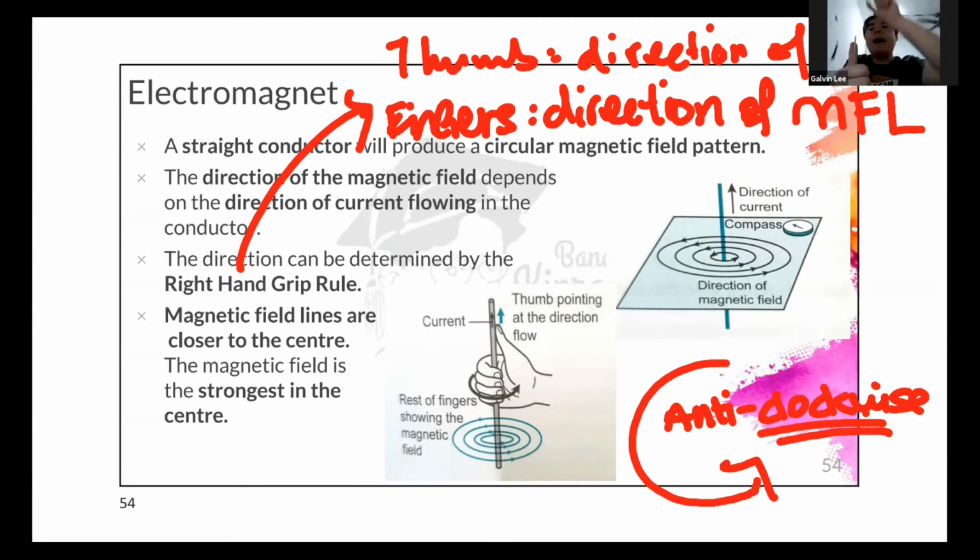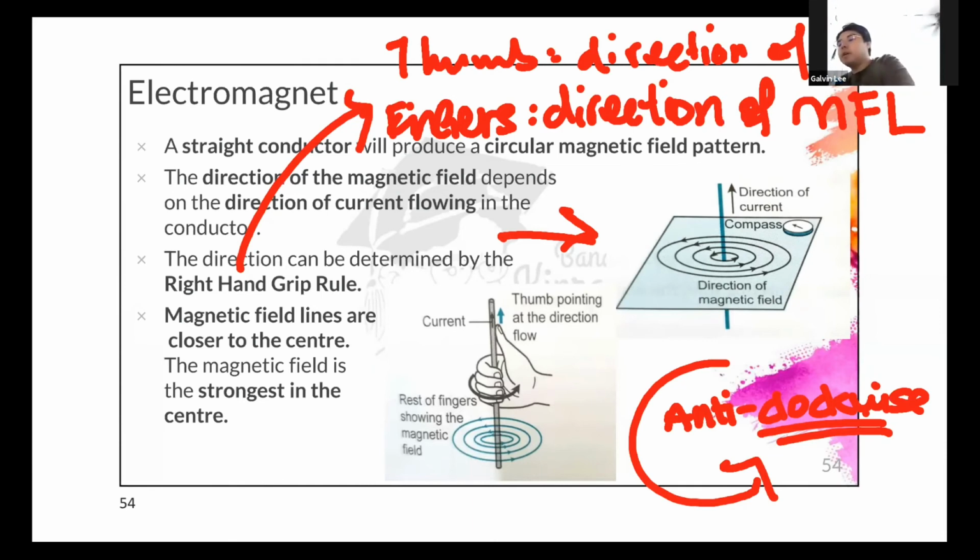So current going up, direction of magnetic field lines going anti-clockwise, which you can see is this situation. Right? Current going up, magnetic field lines going anti-clockwise. Correct or not? That's what you see. That's what I have just shown you.